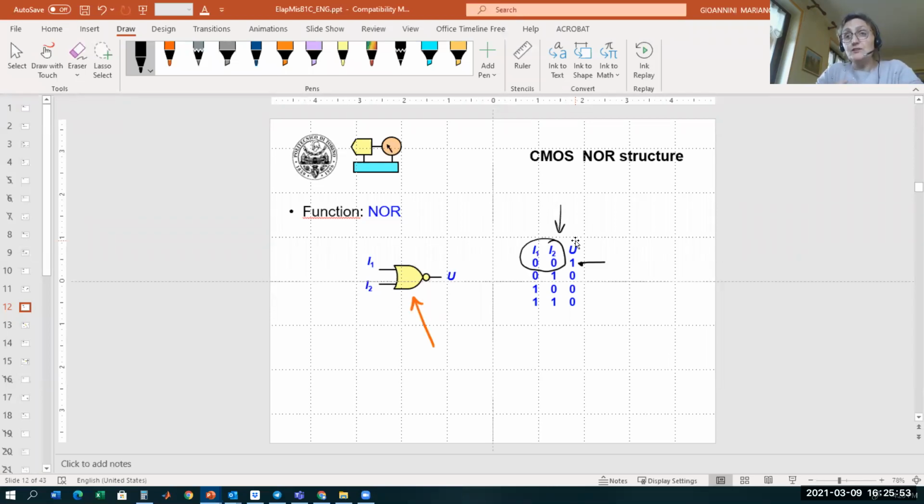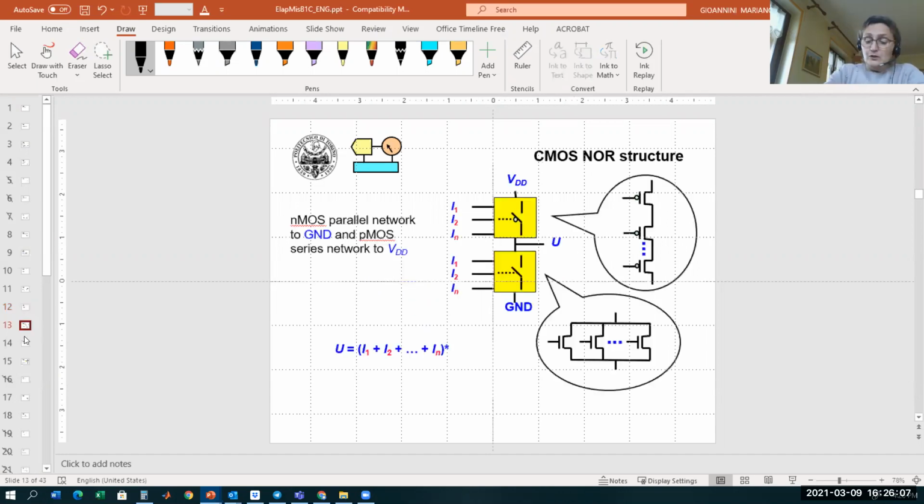We have to guarantee the connection to the high state when the voltage is low. I remind you that when the voltage is low, we turn on the PMOS. So in this case, the PMOS must stay in series, as shown here, and the NMOS must stay in parallel.